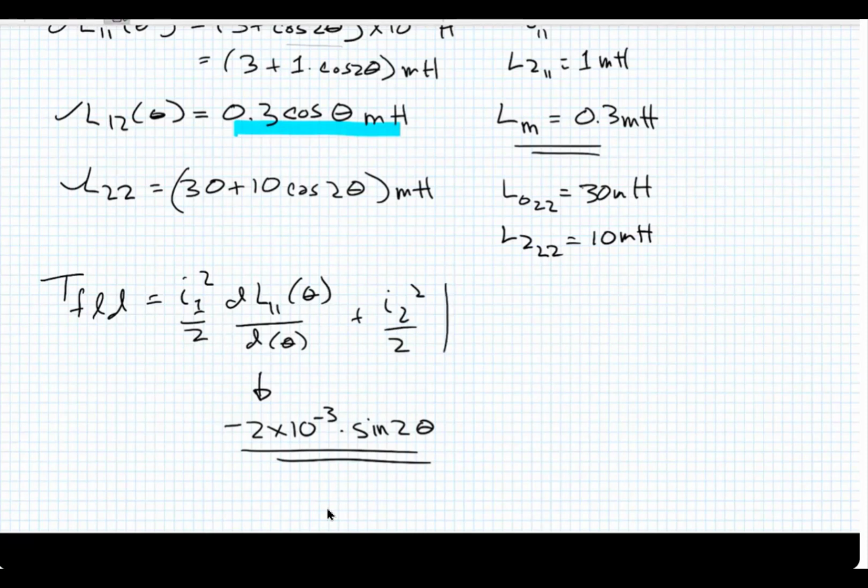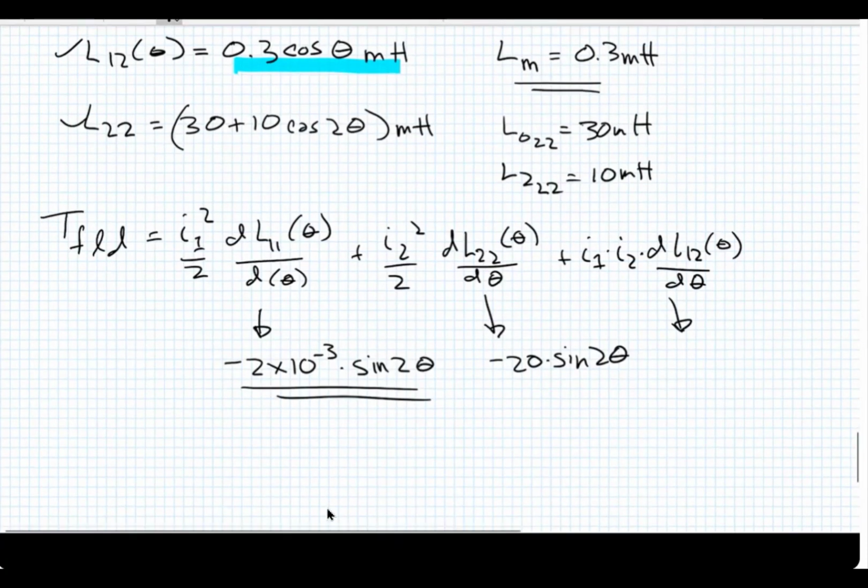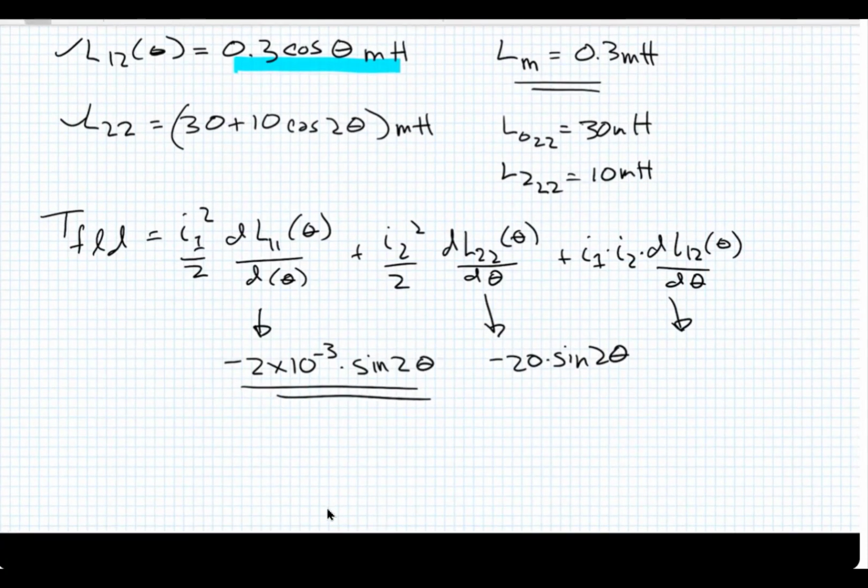I don't mean to make it look like an absolute value. Times the derivative of the self-inductance of the other winding, that's going to be minus 20 sine of 2 theta. And then you're going to add the product of the two currents times the derivative of the mutual inductance, and that ends up being 0.3.